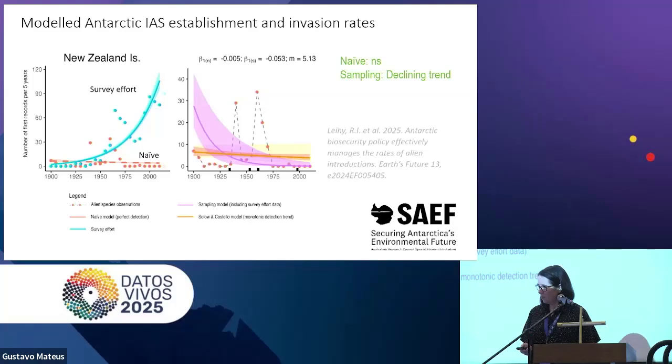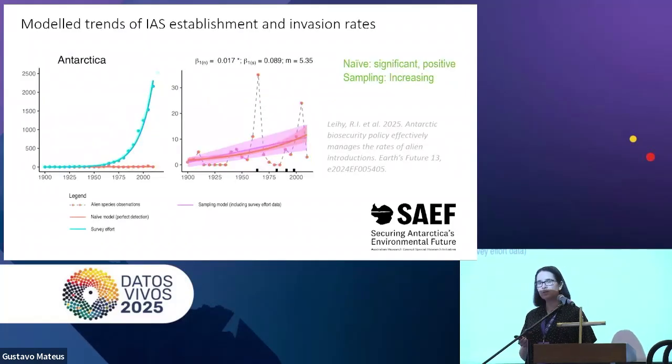So that's one example. Just to show you another example, this is for the Antarctic continent itself. Again, we have the sampling proxy on the left. And on the right, you can see in this case that the sampling model and the naive model actually agree. The naive model was significant, but in this case, it shows an increasing rate of establishment of alien species in the region. Both the sampling model and naive model agree.